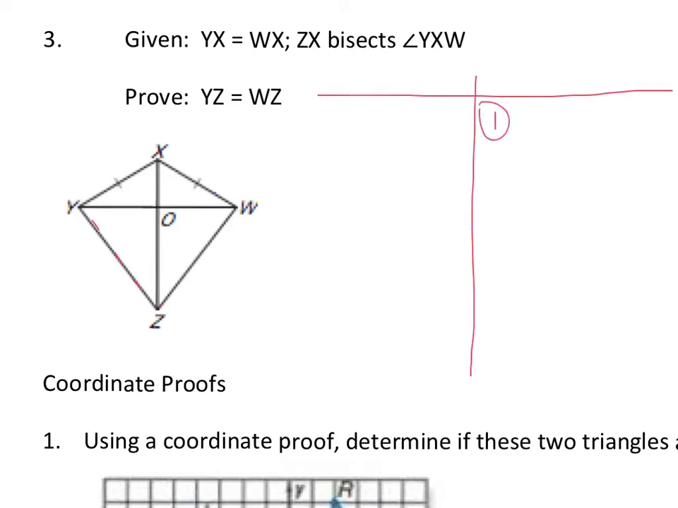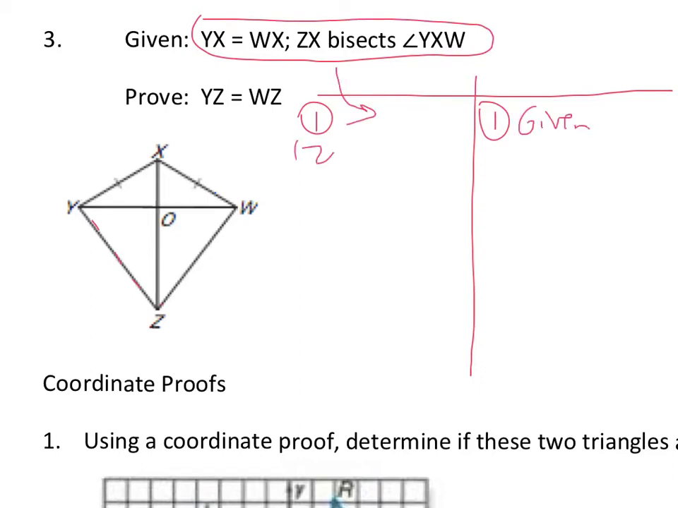So obviously step 1 is the given. You would write these things right in there, and that's the given. Step 2, now, we know that YX is equal to XW, so we have a pair of corresponding sides that are equal. ZX bisects angle YXW. So if that's the case, I could then say that this angle right here is equal to this angle right here, because ZX is an angle bisector of that top angle there, that whole big top angle.